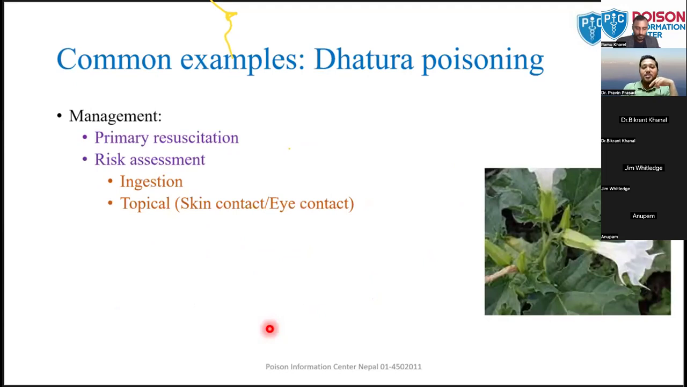Then for the risk assessment, here what I would like to emphasize is one thing that we want to rule out is whether the person has ingested the Datura seeds or it's just a topical application, a topical exposure. Because if it's ingestion, we'll have to manage it systemically. We'll have to be aggressive with the management. If it's topical, we can just try to decontaminate the affected part and we can just observe the patient to see if there's any systemic involvement or not.